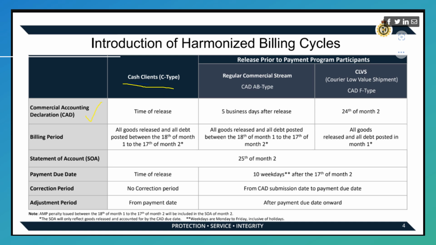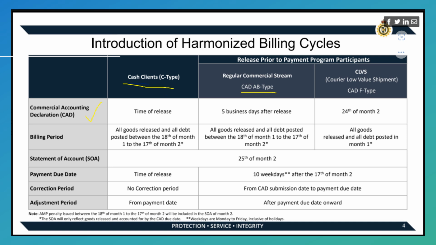When you have a type AB, you have 5 days after the release to make a payment, and the statement of account for both cash or AB types will be the 25th of the second month. That means the month after the release is when it's going to show on the SOA, and the payment is due 10 weekdays after the 17th of the second month.